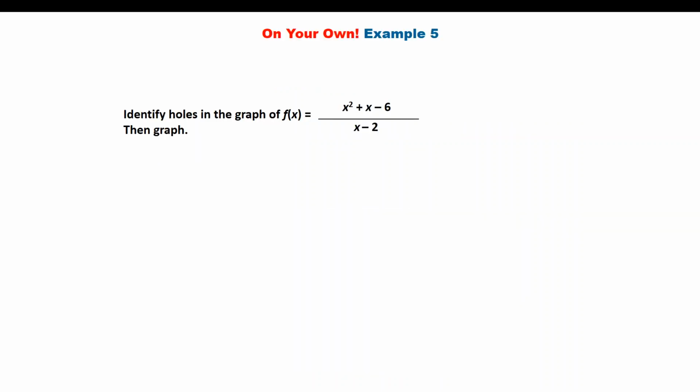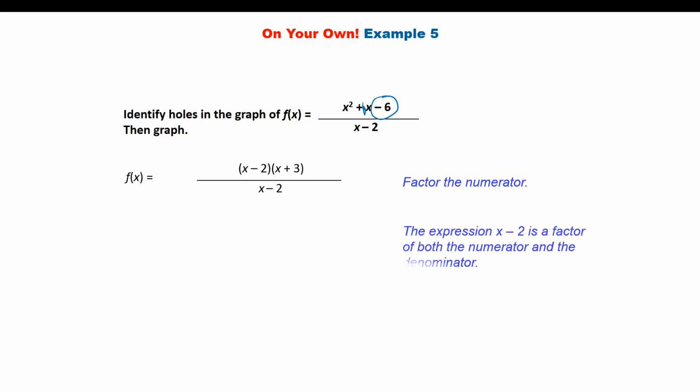All right, try this one on your own really quick. Okay, first thing we do, factor out the numerator. And when we do that, we find two numbers that multiply together to get -6 and add together to get 1. And as you see here, the expression x minus 2 is a factor of both the numerator and the denominator. Okay, so that tells us there's going to be a hole in our graph at x equals 2.